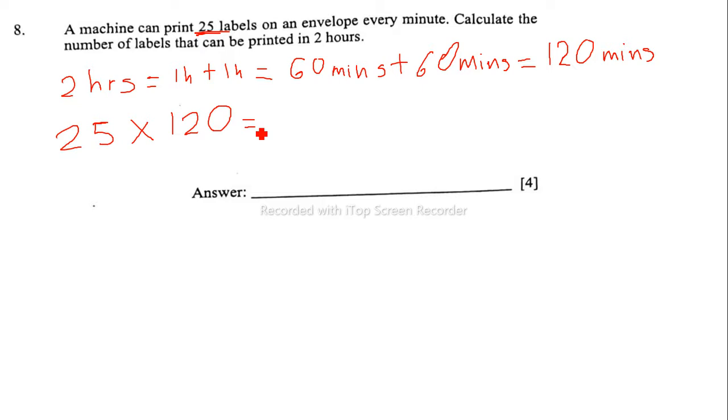I got 3,000. You got 3,000 flat. Yes, sir. All right, so let's actually do it right on. So 120 times 25.